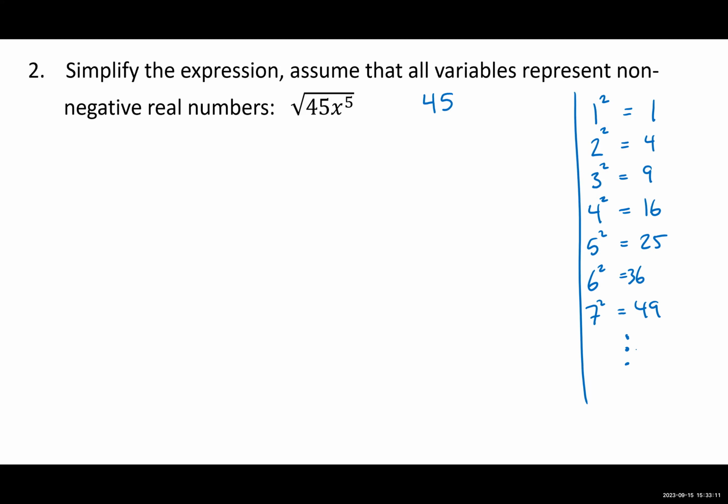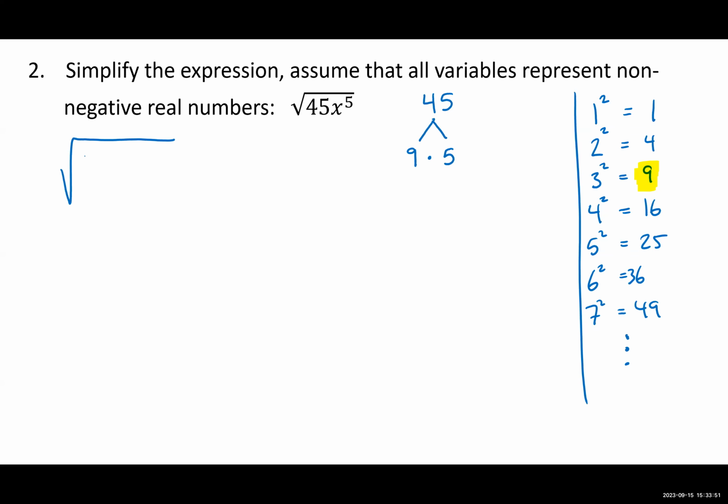So what we're looking for in the number 45. 45 is not a perfect square, right? If you take the square root of 45, you don't get a whole number. But one of these perfect squares is a factor. The number 9 is a factor of 45. So 45 is equal to 9 times 5.